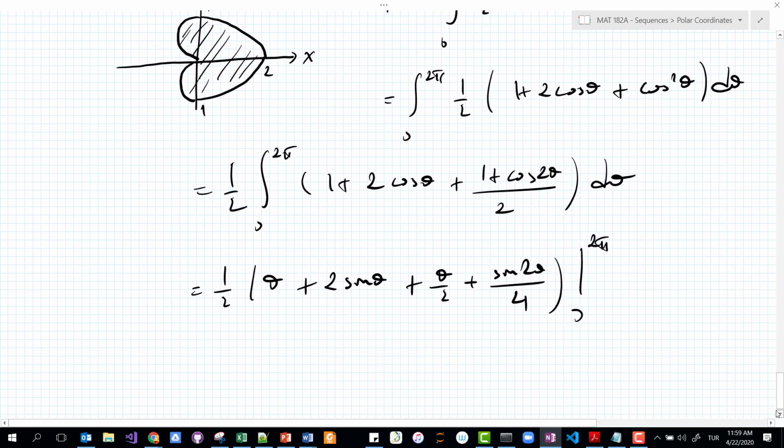Let me use my bounds. 1 over 2 times: 2 pi, then 2 sine 2 pi, which is 0, then theta over 2 with theta equal to 2 pi, which is pi, and again 0. Good. So now I have 2 pi plus pi, and for the lower bound 0, theta is 0, sine theta is 0, everything is going to be 0. So the area is going to be equal to 3 pi over 2.